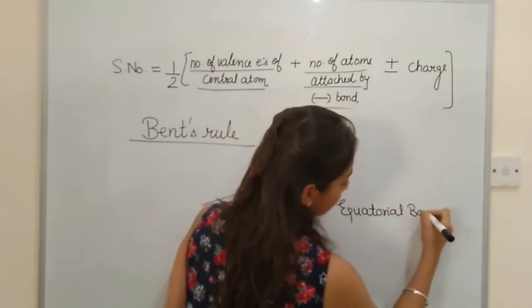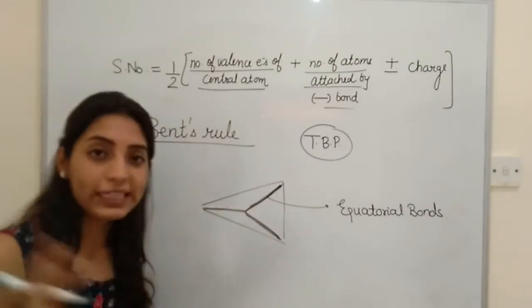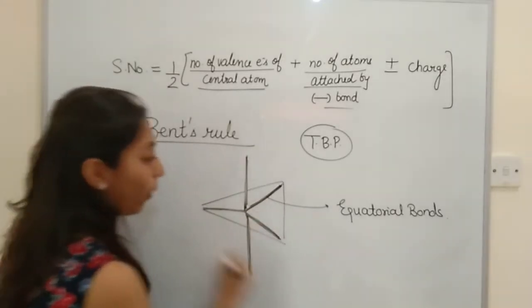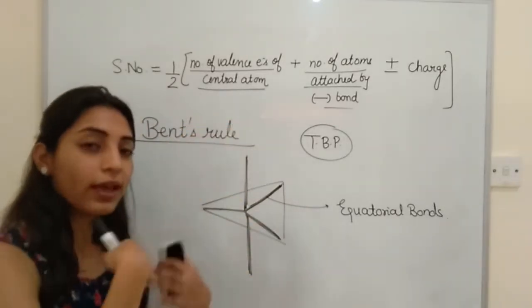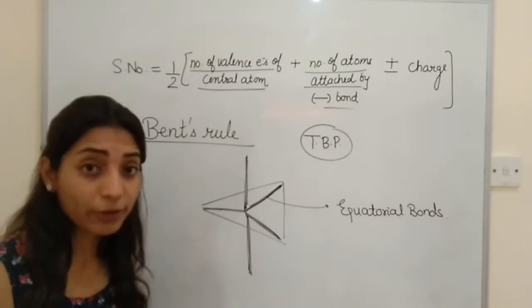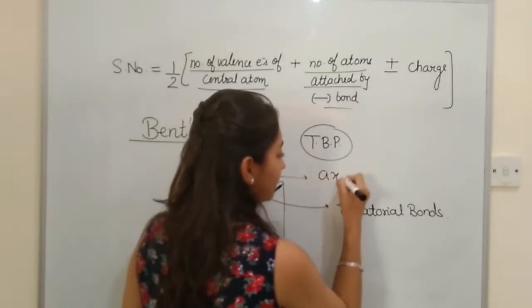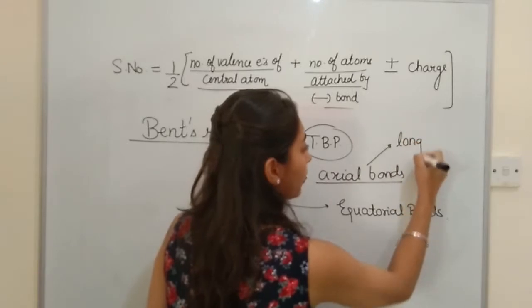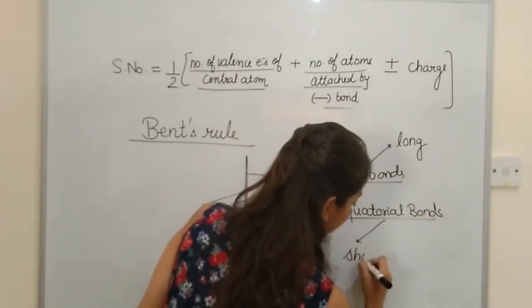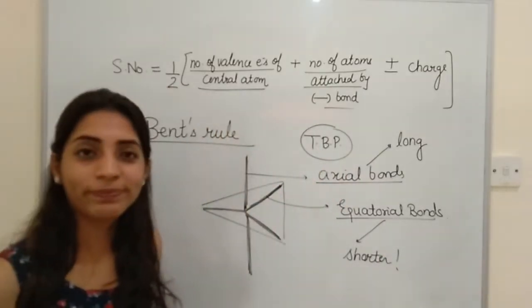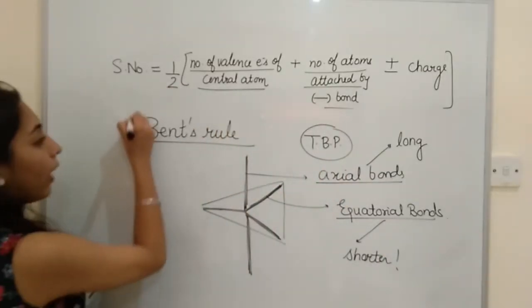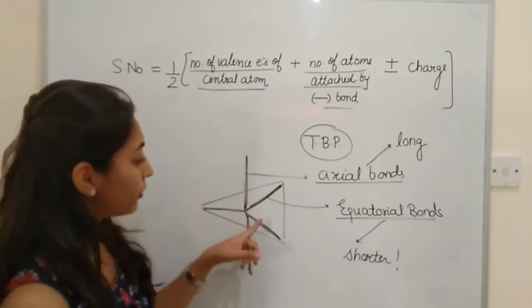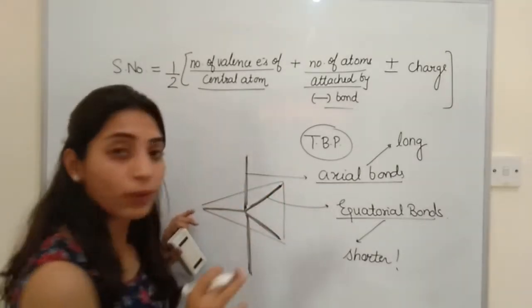equatorial bonds. This I forgot to mention earlier. So now I am telling you these are equatorial bonds. And the 2 bonds, one above and one below, these are actually longer bonds. Why they are longer, that too I will explain in a separate video. So these bonds are known as axial bonds. So axial bonds are the longer ones, equatorial bonds are the shorter ones. Understood? Now see what I am trying to say. This has got nothing to do with Bent's rule, this is a normal explanation which I forgot. So these 3 are equatorial and these 2 are axial bonds.